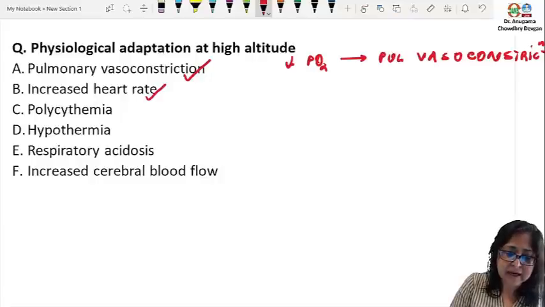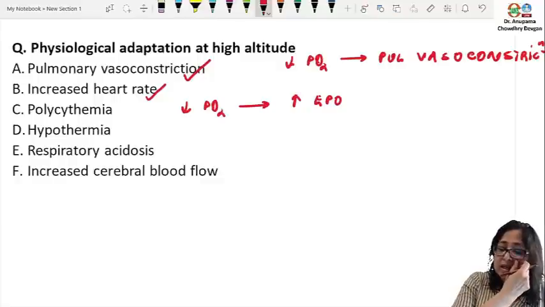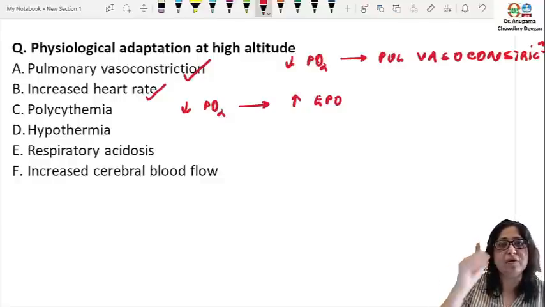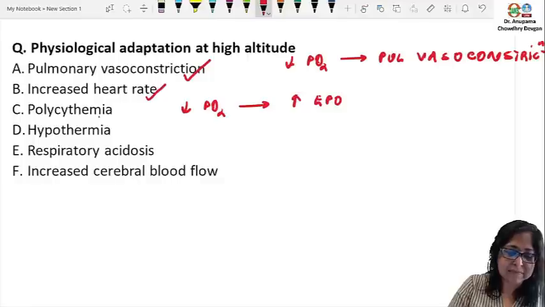Polycythemia, definitely again. A decreased PO2 will cause an increase in erythropoietin. Hypoxia is a very potent stimulus for erythropoietin secretion, and erythropoietin increases the red cell mass. Yes.